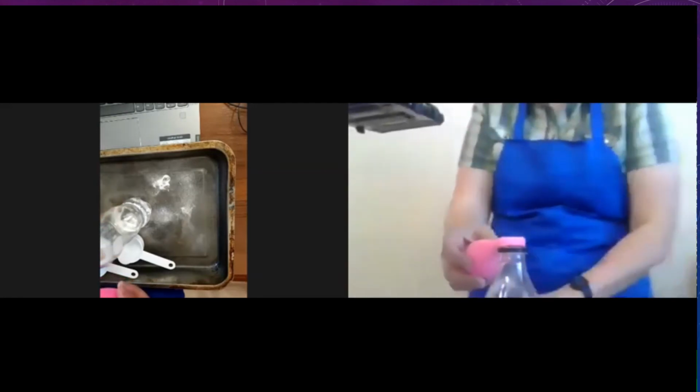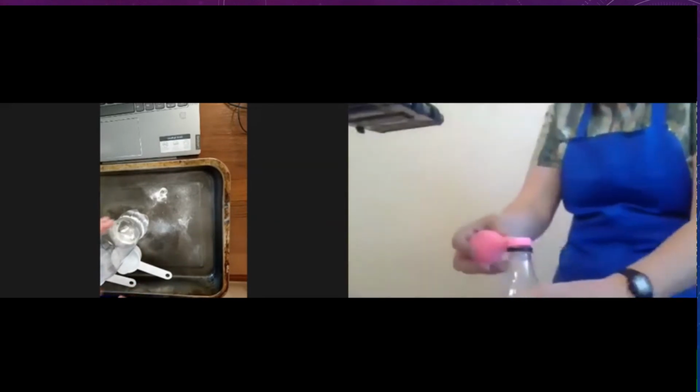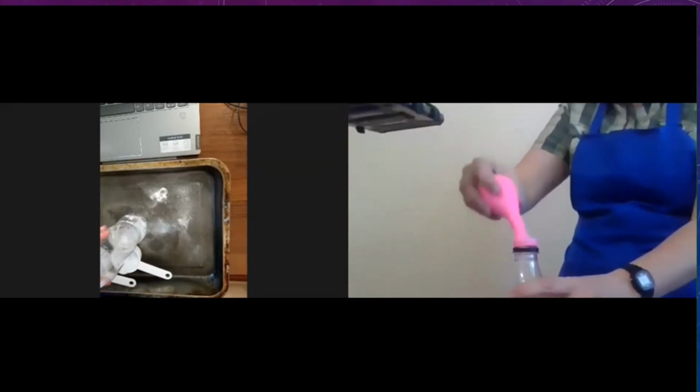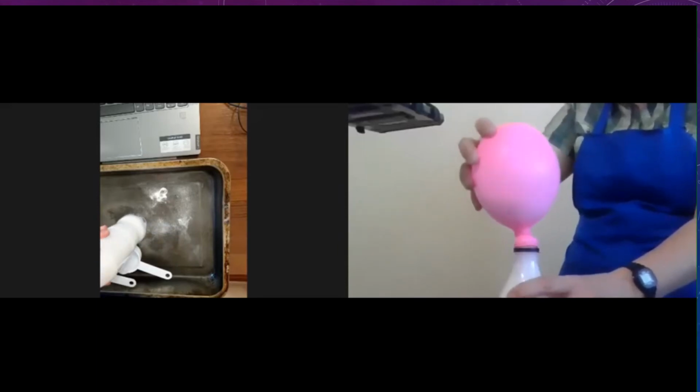Actually, I need to be a little bit higher. All right, this is why we have a tray. Make sure we're not making a mess. Okay, here we go. Let's see what happens. What do you think is going to happen? Let's see if you're right. Watch the balloon.